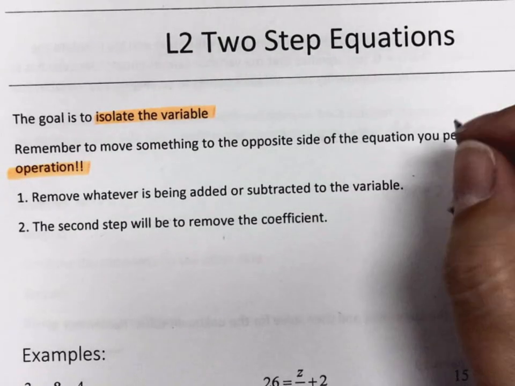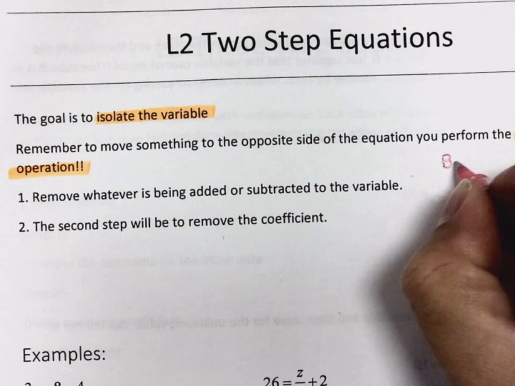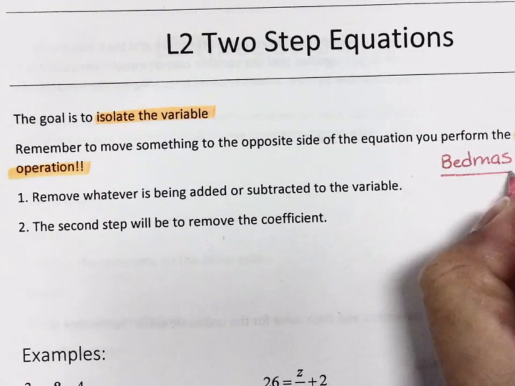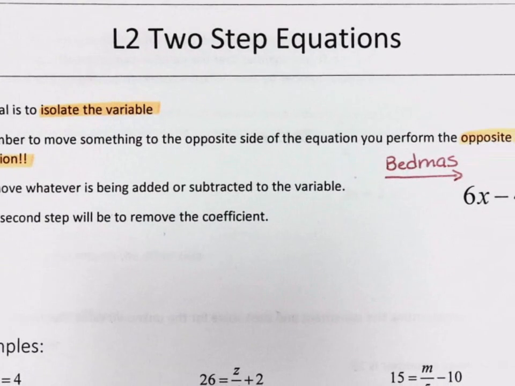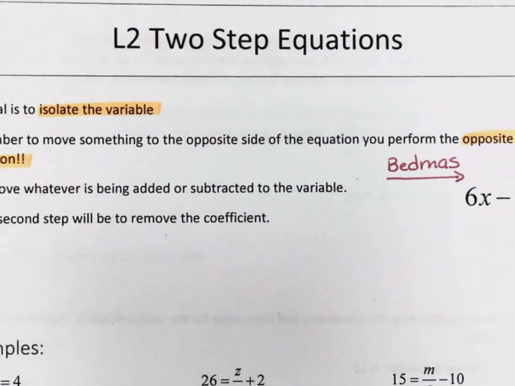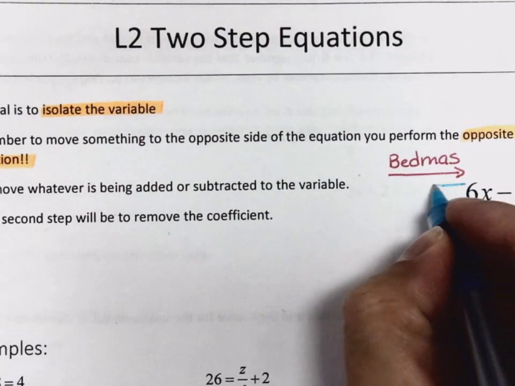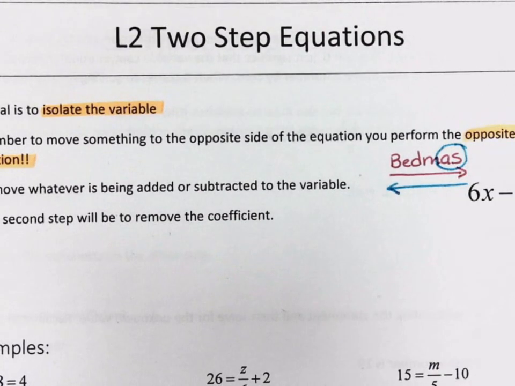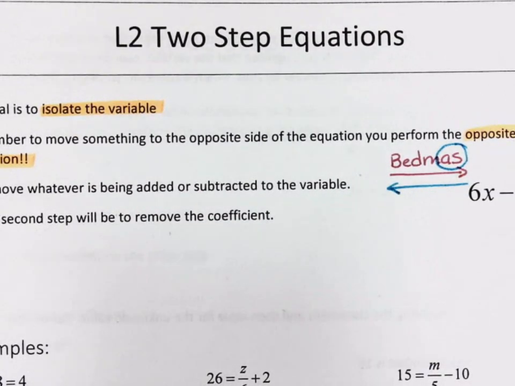So when we do BEDMAS, we usually go this way. When you're trying to isolate the variable, you actually work backwards. So the first thing you get rid of is the add and subtract. The second thing would be the divide and multiply.